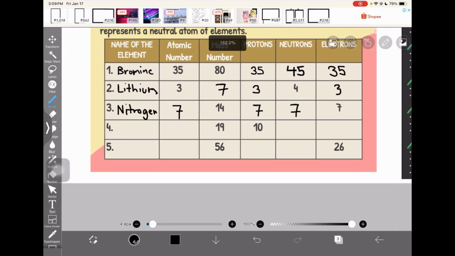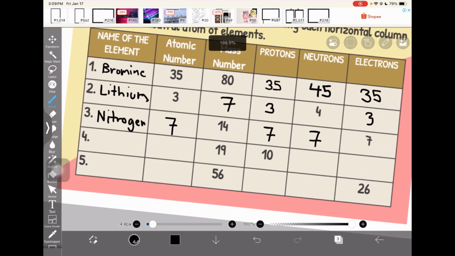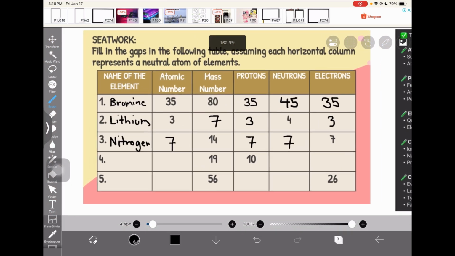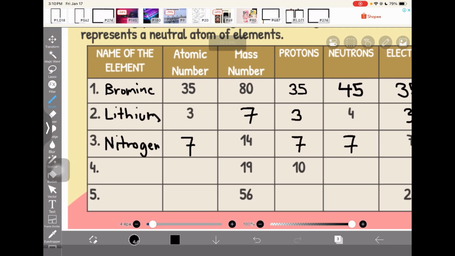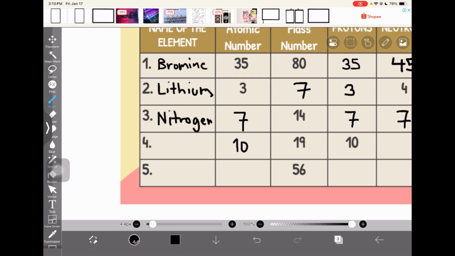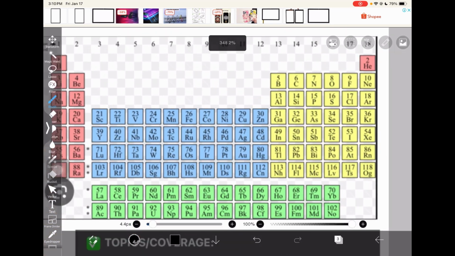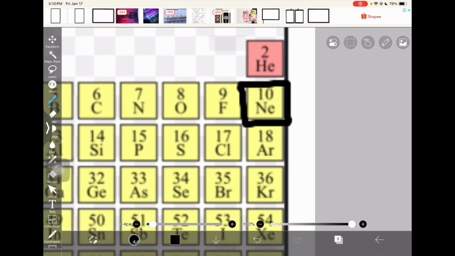Next, we have only the mass number and the protons. To solve this, we just need to find the atomic number first, which in this case, protons equals atomic number, so it's 10. Therefore, the atomic number is 10. We can use this periodic table to find it. The answer is going to be neon.